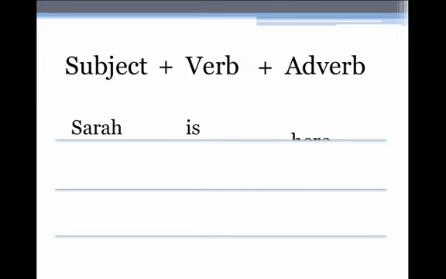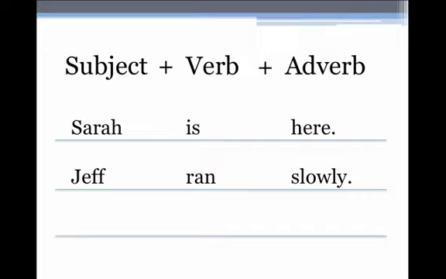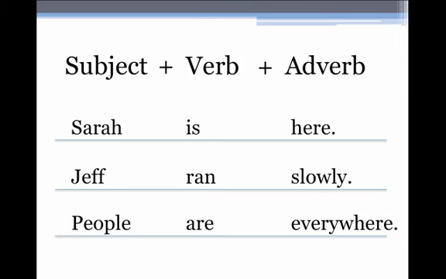Sarah is here. This sentence tells us where Sarah is. She is here. Sarah is the subject. Is the verb, and here is the adverb. Another sentence is, Jeff ran slowly. This sentence tells us how fast Jeff ran. People are everywhere. As you can see, these sentences all have a subject, a verb, and an adverb.